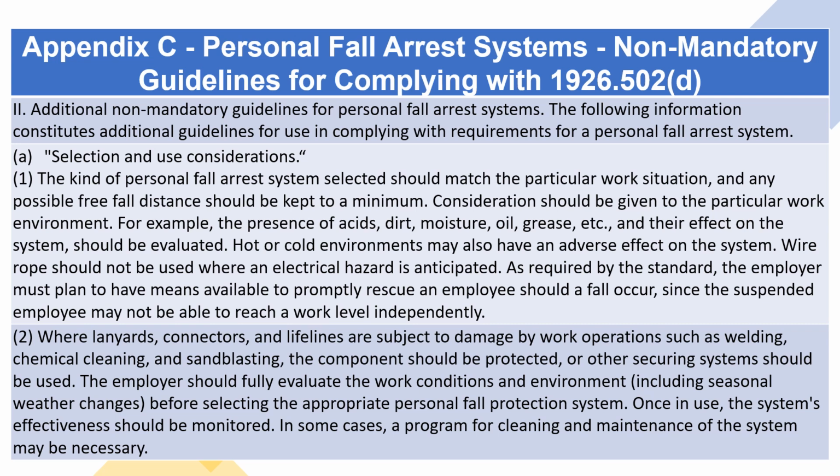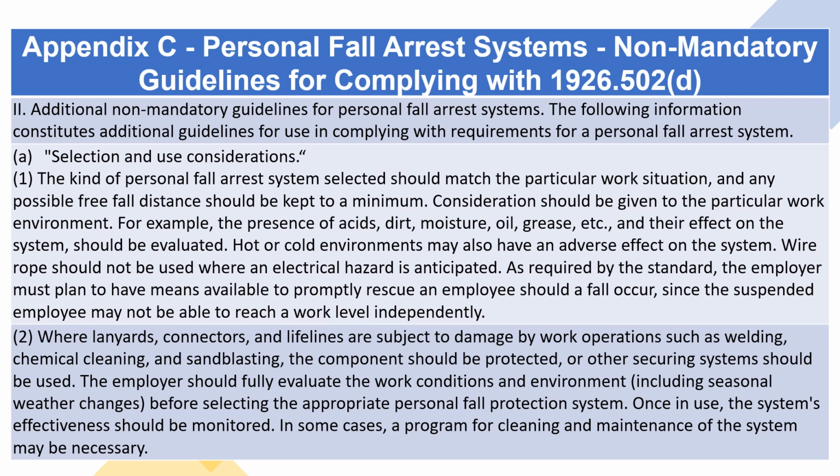Consideration should be given to the particular work environment. For example, the presence of acids, dirt, moisture, oil, grease, etc., and their effect on the system should be evaluated. Hot or cold environments may also have an adverse effect on the system. Wire rope should not be used where an electrical hazard is anticipated. As required by the standard, the employer must plan to have means available to promptly rescue an employee should a fall occur, since the suspended employee may not be able to reach a work level independently.